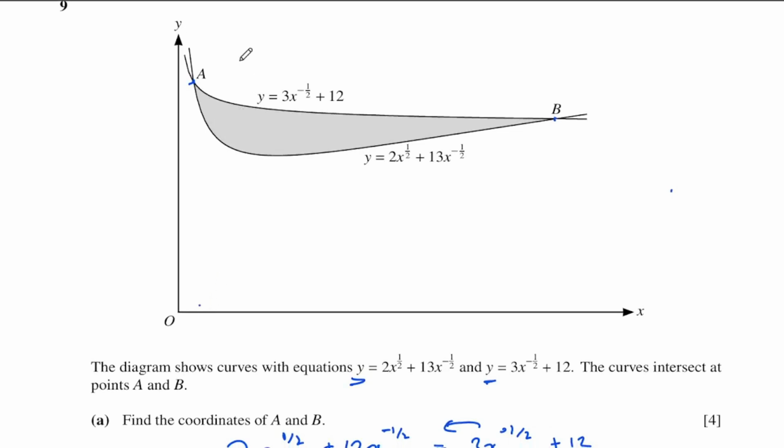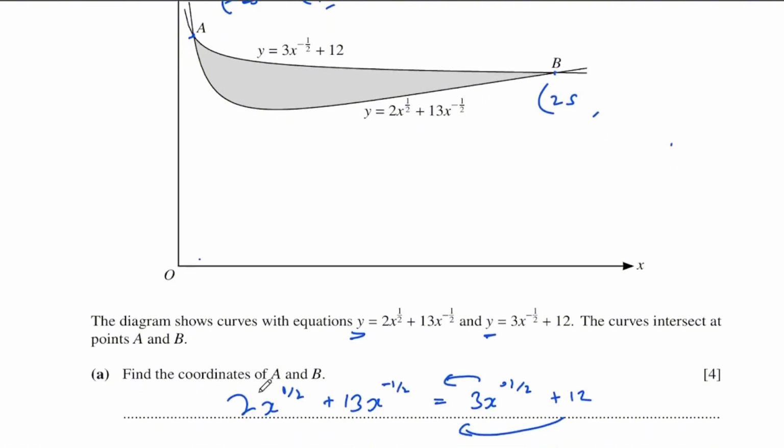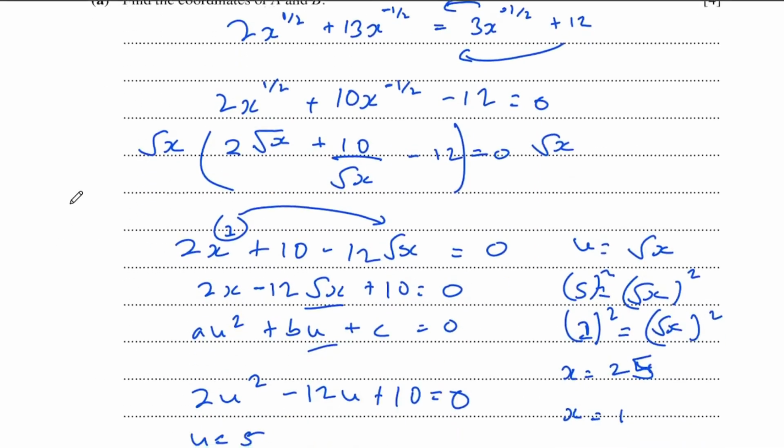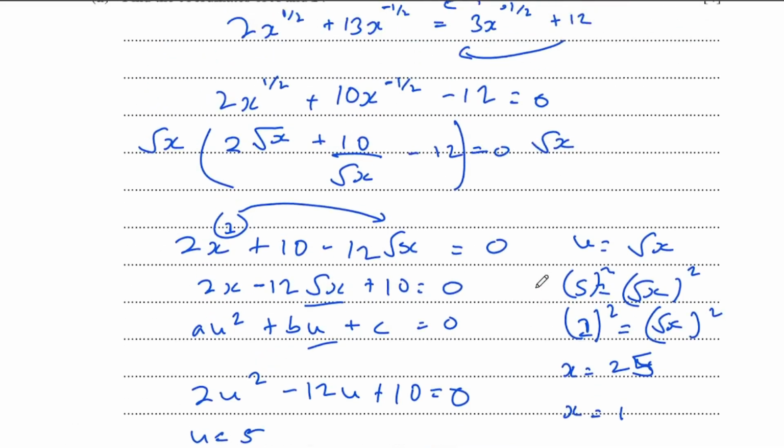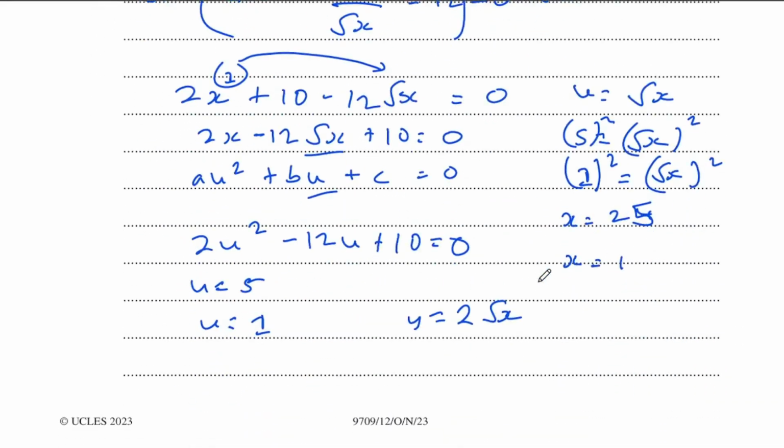A would be 1, y coordinate something, and B would be 25, y coordinate something. Remember, we also need to find the y coordinate, so we can put this into either of these equations. Let's just put it into the first one. So y equals 2 root x plus 13 over root x.